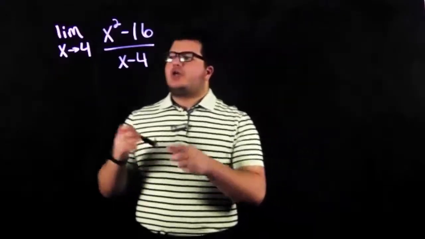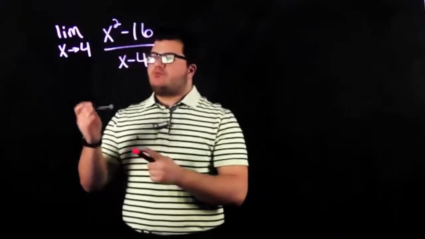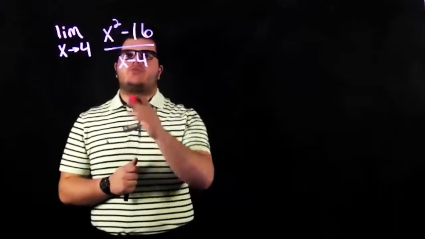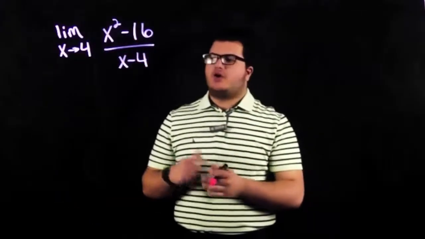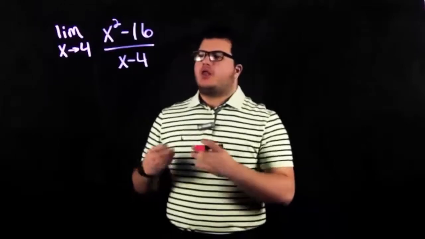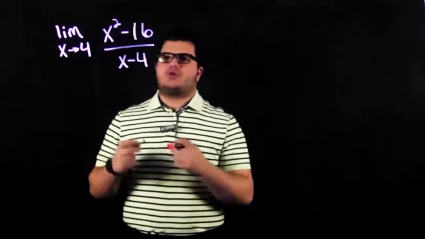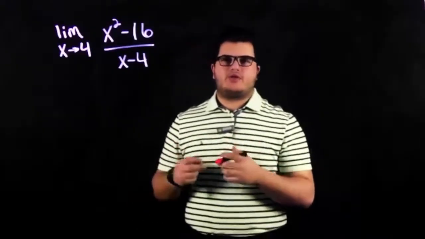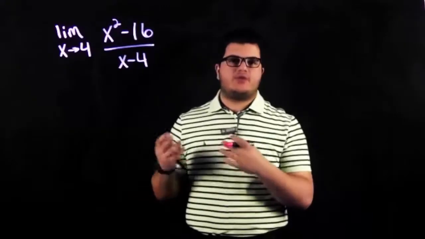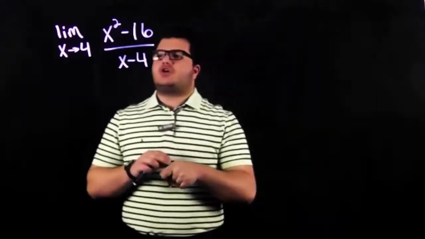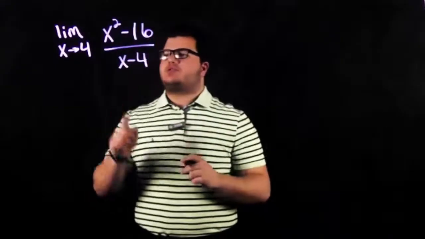When we look at this problem, we have the limit as x approaches 4 of x squared minus 16 over x minus 4. The first thing we want to do is see where the top and the bottom approach. So we're going to try substituting in this 4.